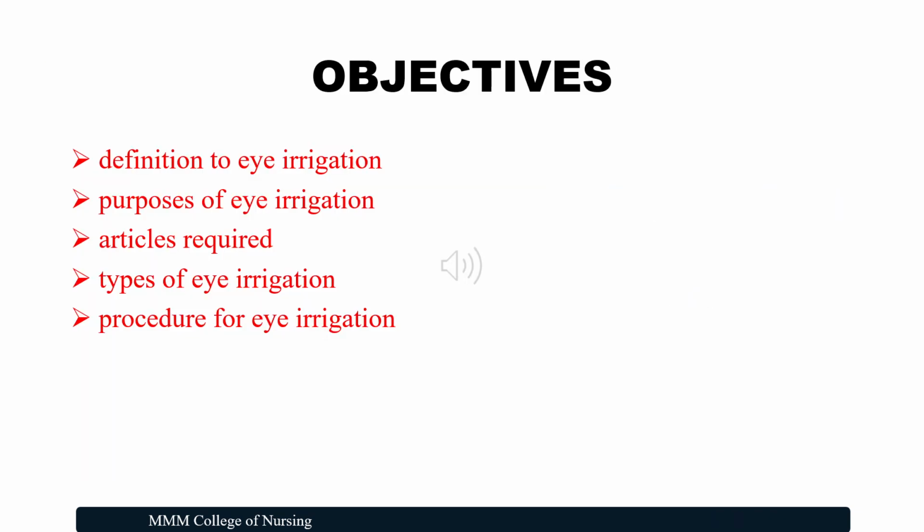So the objectives are: what is eye irrigation, what are the purposes of eye irrigation, the articles required for eye irrigation, the types of eye irrigation, and finally the procedure for eye irrigation.